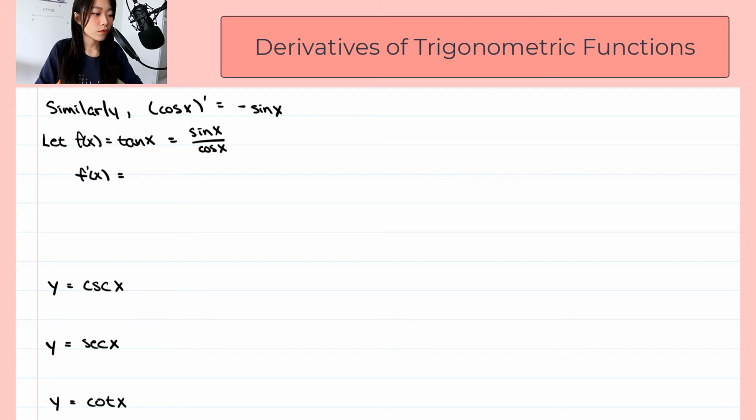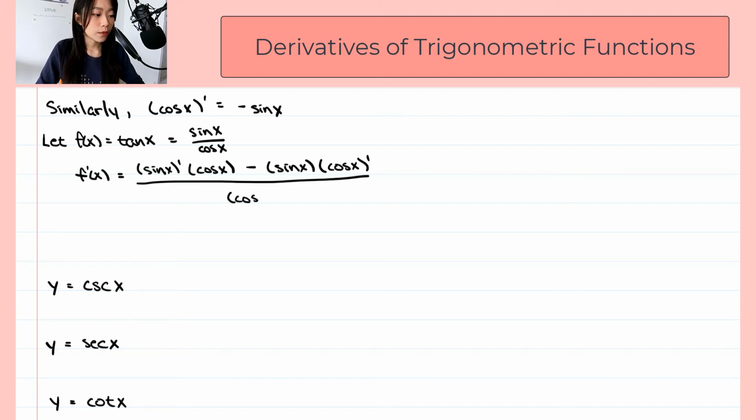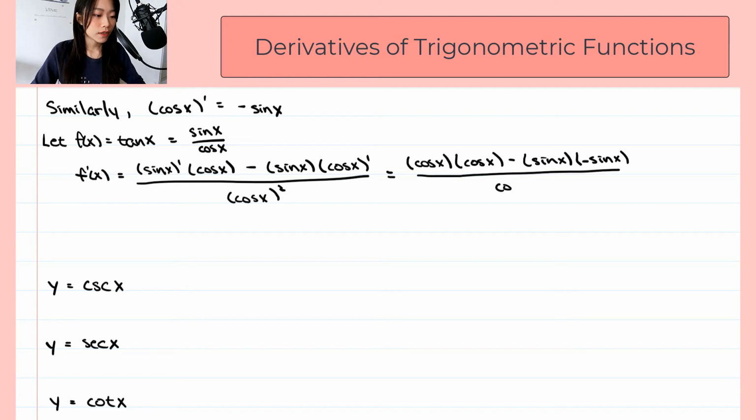So f prime equals the derivative of the numerator times the denominator, cosine of x, minus the numerator, sine of x, times the derivative of the denominator, cosine of x, over the denominator squared. We just proved that the derivative of sine of x is cosine of x. So we have cosine of x times cosine of x, minus sine of x times the derivative of cosine of x, which is negative sine of x, over cosine of x squared, which equals cosine of x squared plus sine of x squared over cosine of x squared.